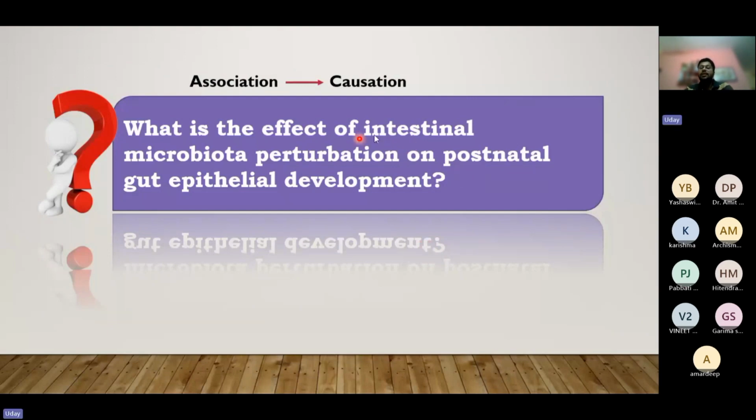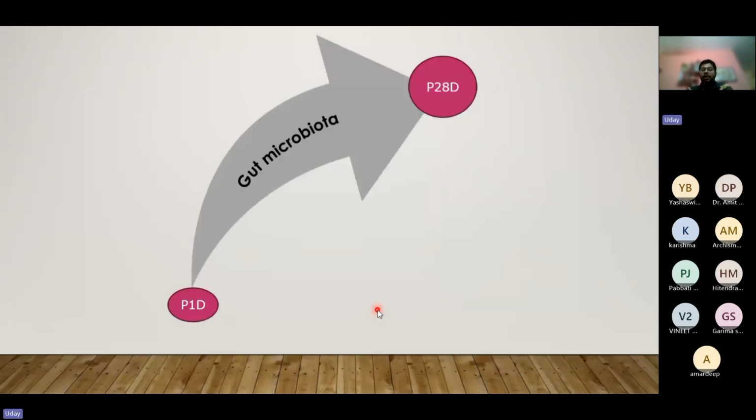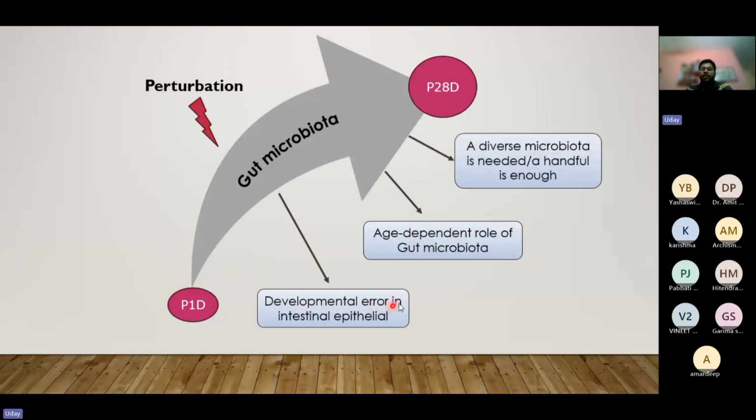So our question is, what is the effect of intestinal microbiota perturbation on postnatal gut epithelial development? Previously, using different kinds of antibiotics, we already showed that antibiotics could have an effect on the microbial population, and it also depends on the different classes of antibiotics. So the major goal now is that we wanted to perturb the gut microbiota development during the postnatal development period and see whether it can cause a developmental error in the intestinal epithelium, whether there is any age-dependent role of particular gut microbiota, and third, whether a diverse population of microbiota is needed or only one phylum can do the needful.